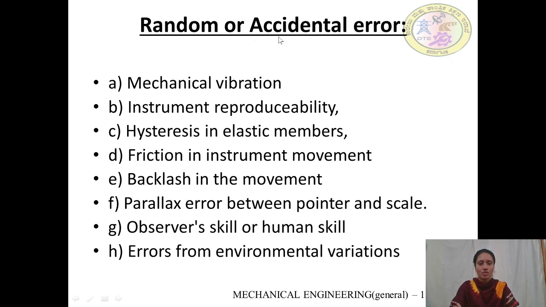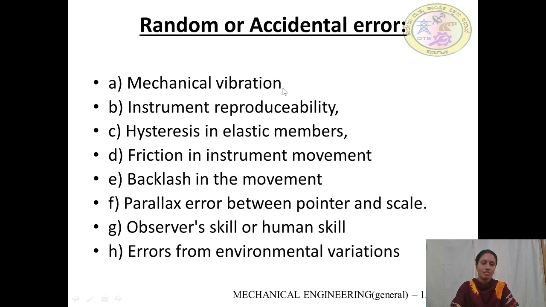See, random or accidental errors: mechanical vibration, instrument reproducibility, hysteresis in elastic members, friction in instrument movement, backlash in the movement, especially backlash which will occur in gears, a parallax error between pointer and scale, observer's skill or human skill, and errors from environmental variations. These come under random or accidental errors.